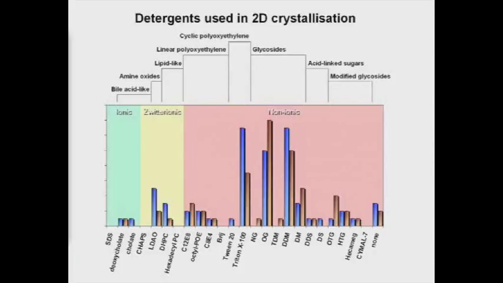And then I've also broken it up further into glycosides, for example, modified glycosides, polyoxyethylenes, lipid-like detergents, amine oxides, and the bile acid-like detergents. So you can see there's some quite nice trends there. Whether this is because sugar-based detergents are more commonly used, or whether it's because they're actually better at achieving results in 2D crystallisation, you can definitely see the trend is biased towards the use of these glycoside-type detergents in the success of 2D crystallisation studies.